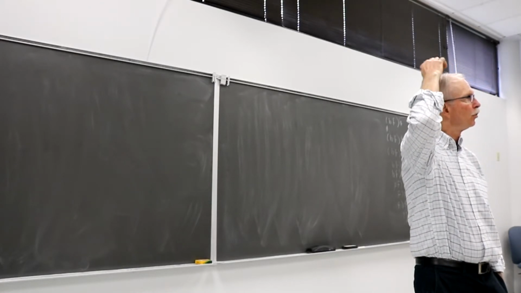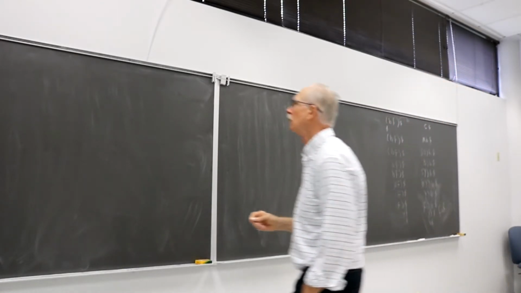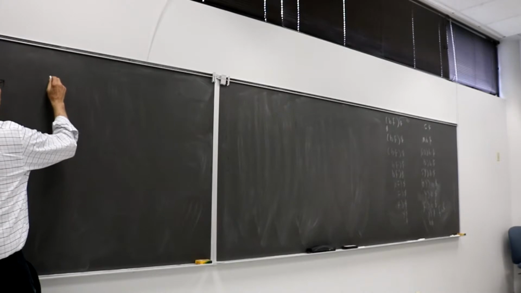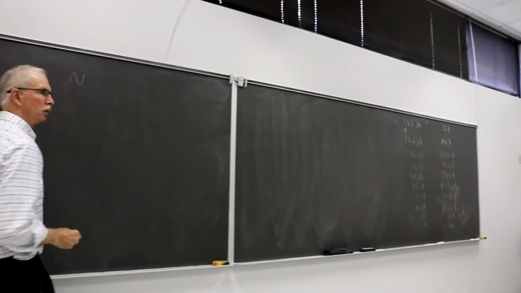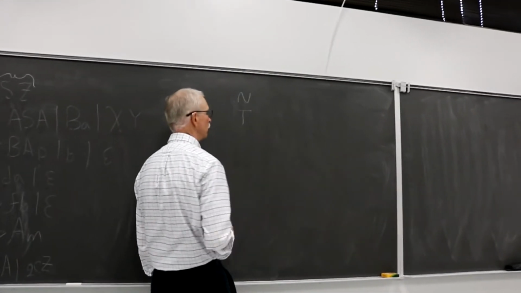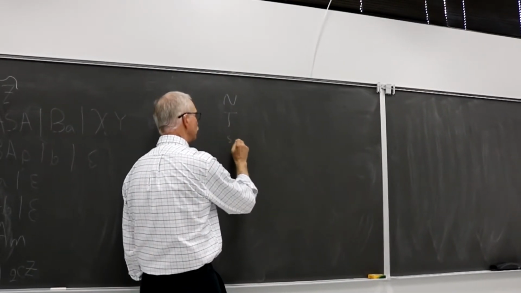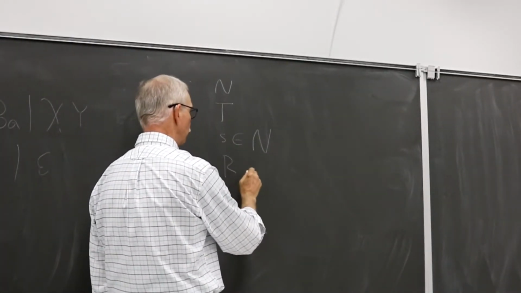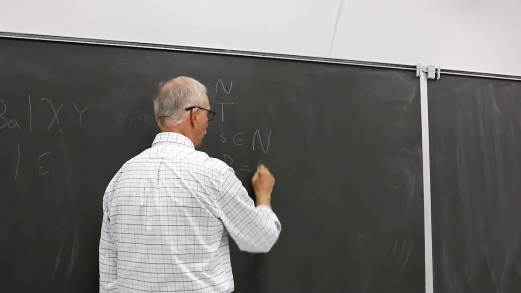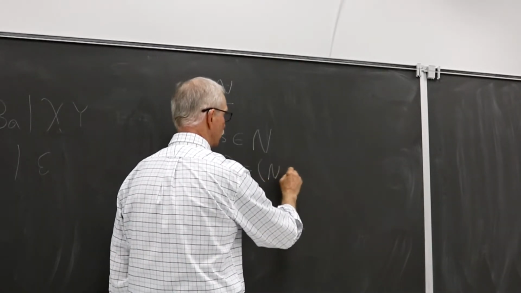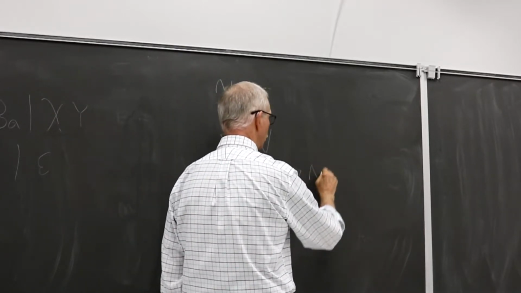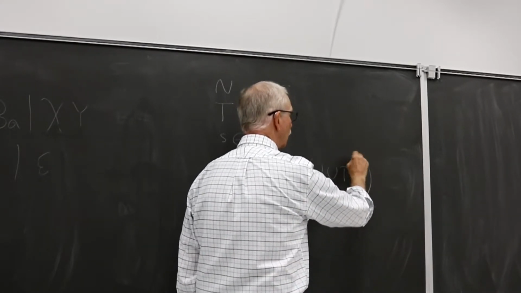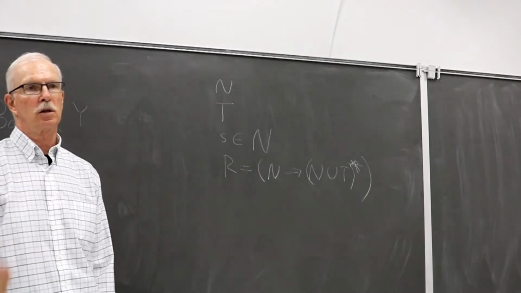So you learned in computability and automata that a grammar is a four-tuple. It has non-terminals, it has terminals, it has S, which is an element of the non-terminals, and it has rules, where non-terminals go to non-terminals union terminals in zero or more ways. So that's the definition of a grammar.